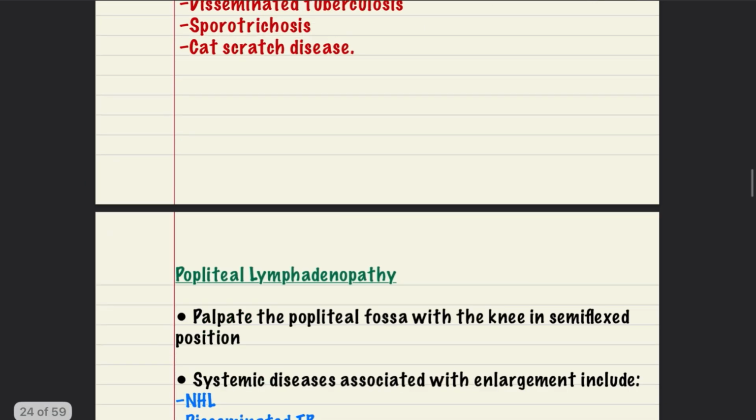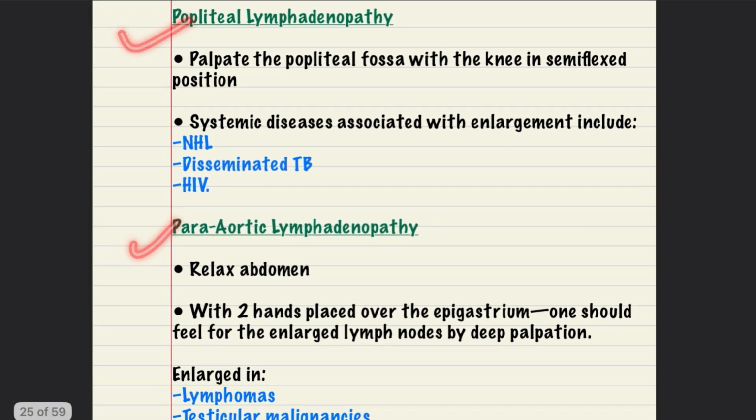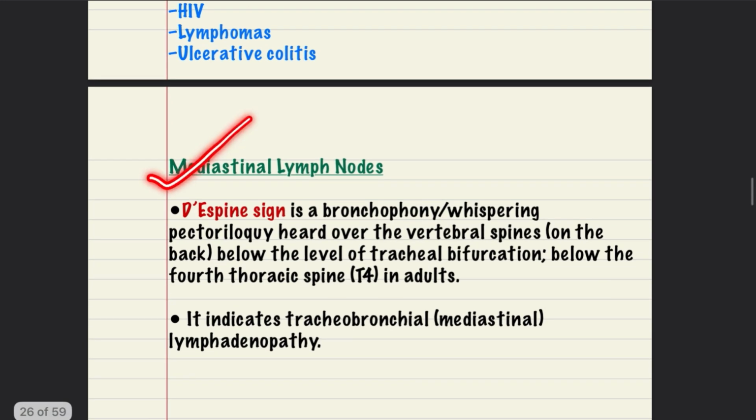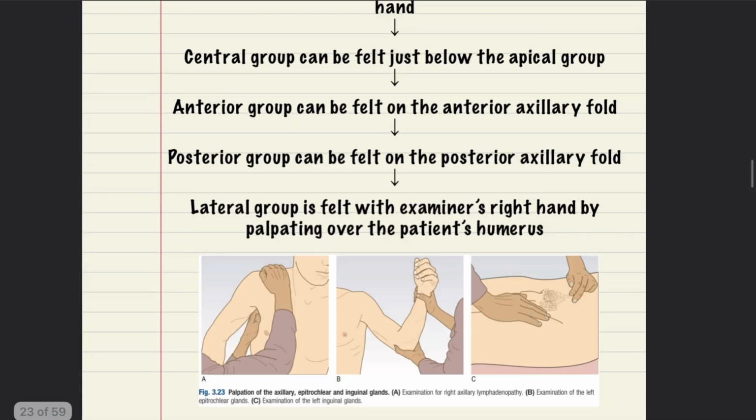Then we have the examination of the popliteal and para-aortic. So para-aortic and popliteal are not so important. The mesenteric is also not important, mediastinal is not very important. So this is all about the examination part of the lymph nodes.